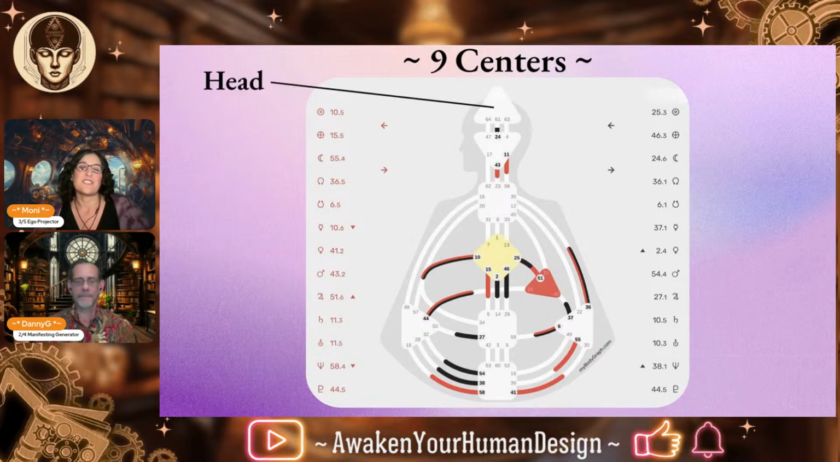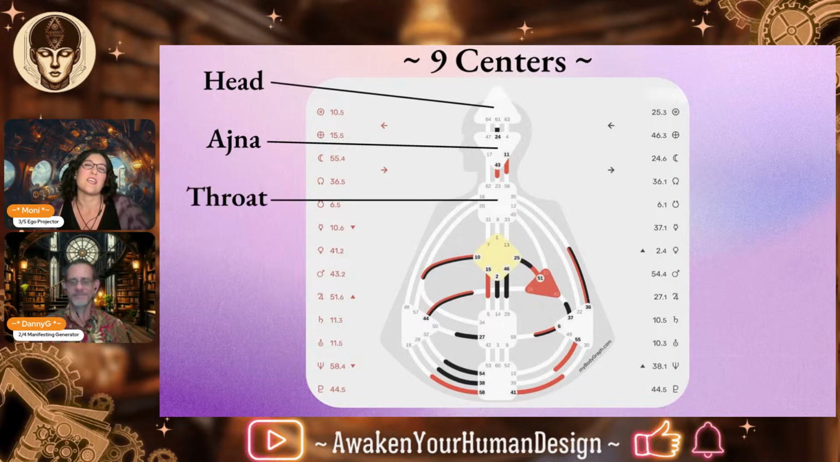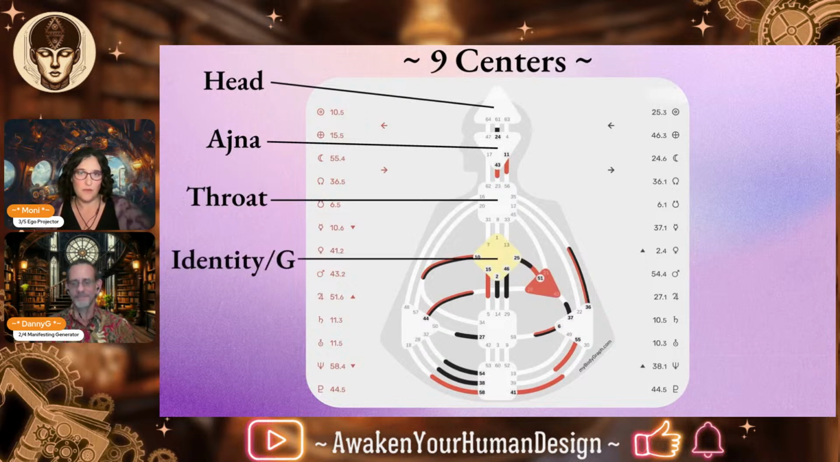So just to point out the centers, first up top, the white triangle pointing upward is the head center. It's about inspiration and asking questions. Then the white triangle pointing downward is the ajna, and it's receiving those questions and processing a mental answer. Awareness. An awareness center, thank you. And then the throat center is the white square, and that's about expression into the world. It's about the creation, the manifestation into the physical.